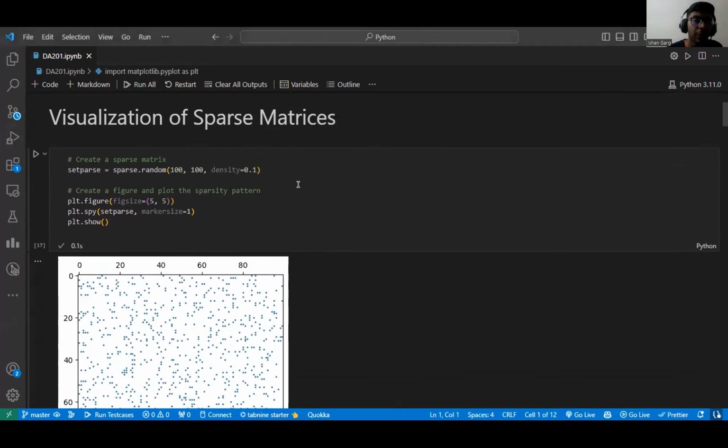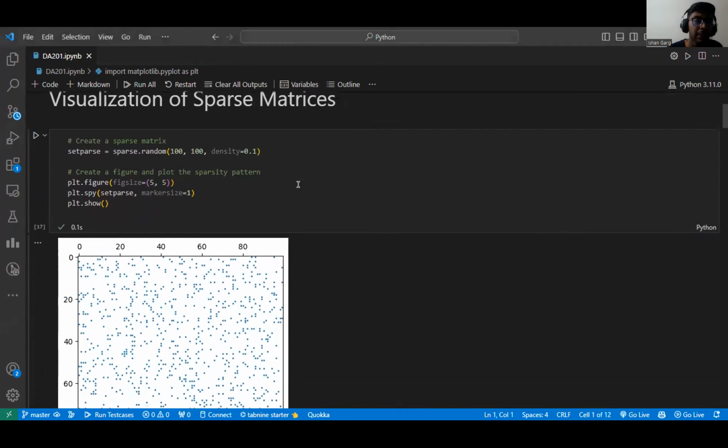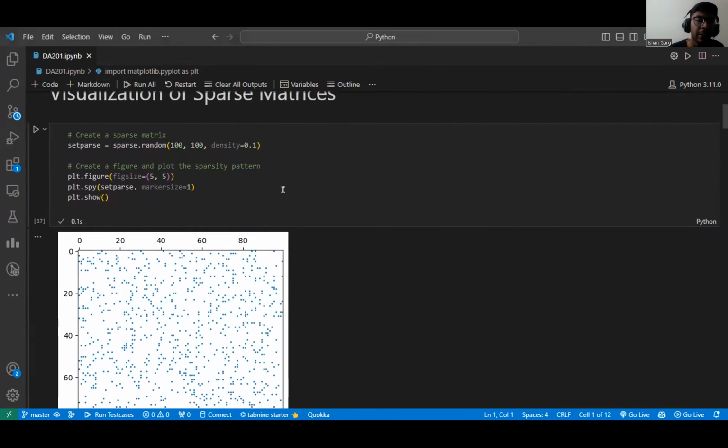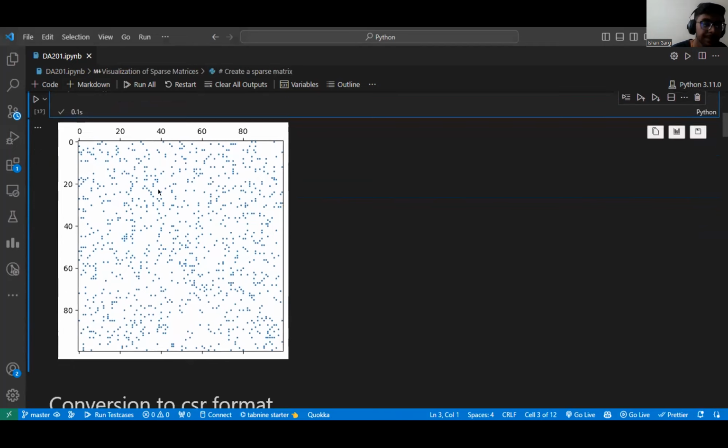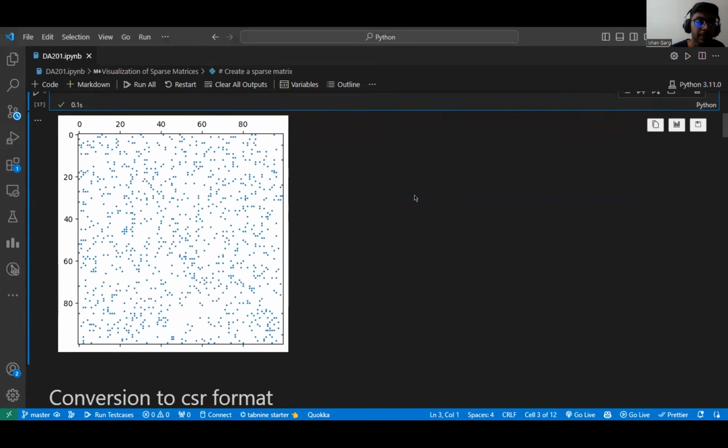So let's first look at how we visualized our sparse matrix. We created a random sparse matrix with density 0.1. Basically, density 0.1 means that our sparsity is 1 minus density, that is 0.9, that is a 90% sparse matrix. So we basically plotted it like this. You can see it is similar to the graph which I had shown you in the videos. Again, these dots are the values and the rest of the area is null.